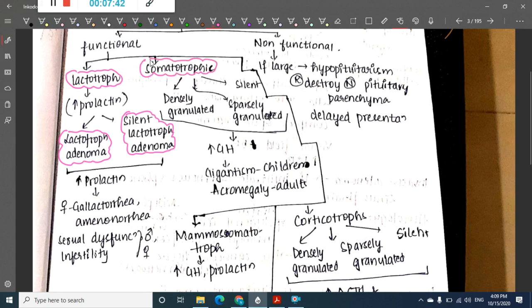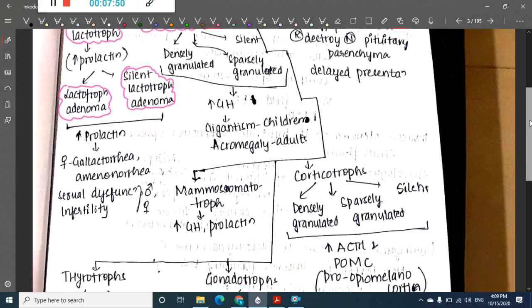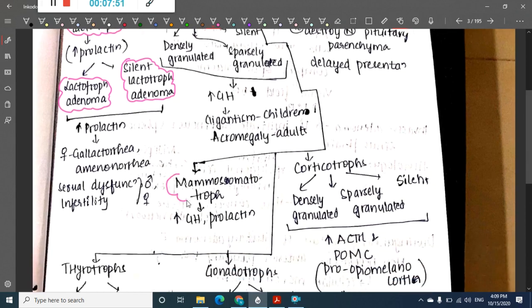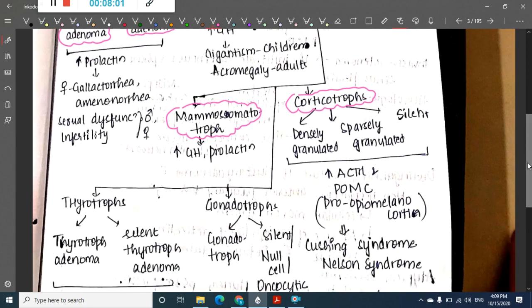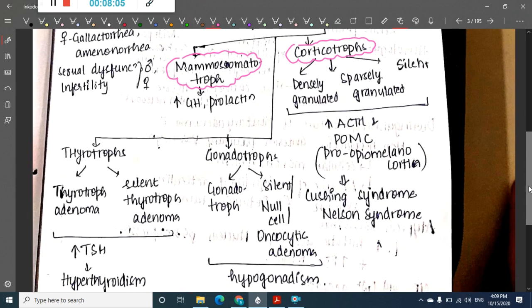Okay, it can also cause somatotrophic adenoma. In somatotrophic adenoma, there is increased growth hormone. Even this can be silent or sparsely granulated or densely granulated. Then we have mammosomatotrophic adenoma, where there is increased growth hormone and prolactin. There can be corticotrophic adenoma, which is densely granulated, sparsely granulated, or silent, which can increase the production of ACTH, and pro-opiomelanocortin is seen. All these will lead to either Cushing syndrome or Nelson syndrome.